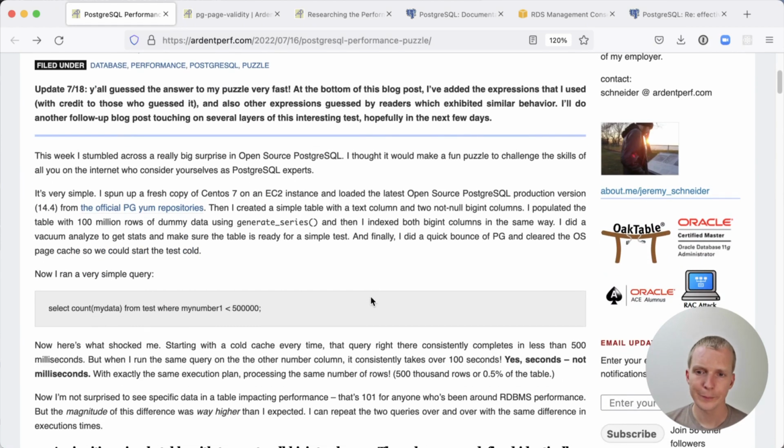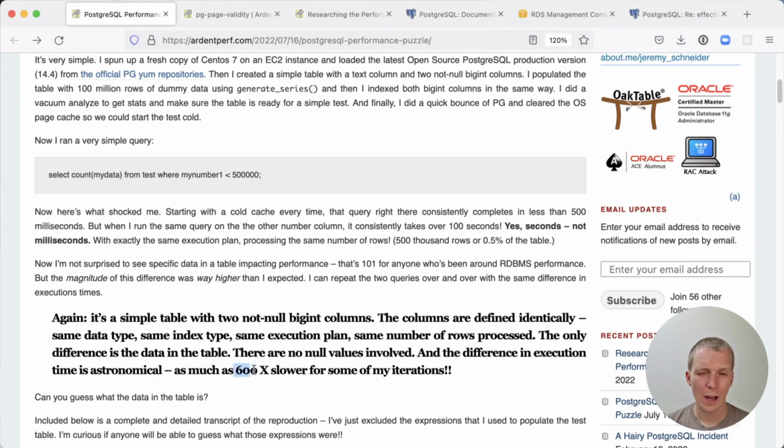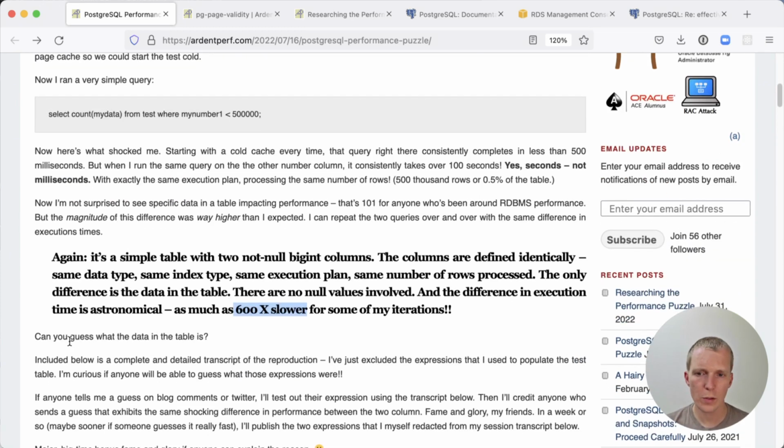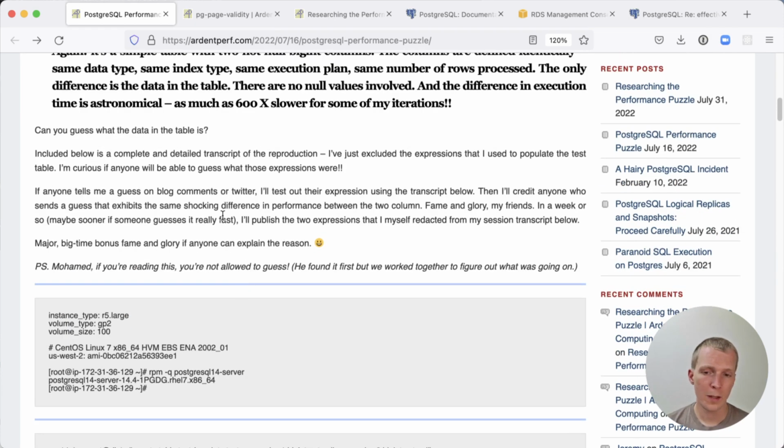In this puzzle, he was counting records in a table and he was limiting it by filtering on a certain column. There are two columns here that are relevant. The first query with the first column, that one took 500 milliseconds. The second query took over 100 seconds. That 600 times difference, that's pretty substantial and surprising. The question is, can you guess what the data in the table is? And we'll skip ahead a little bit here.